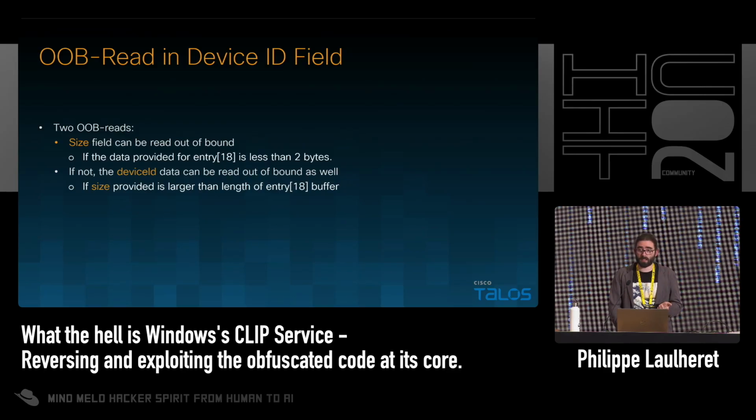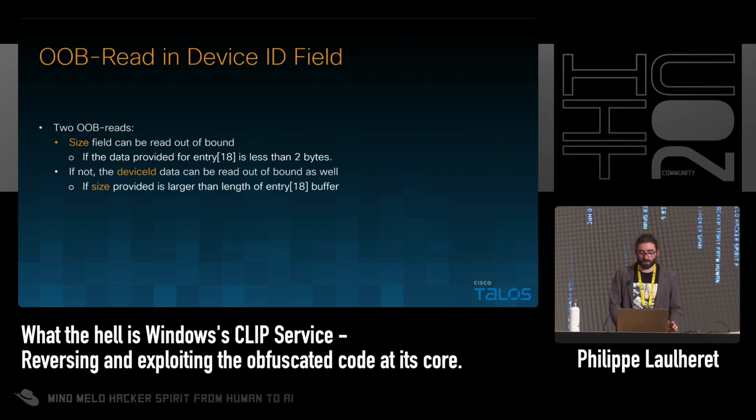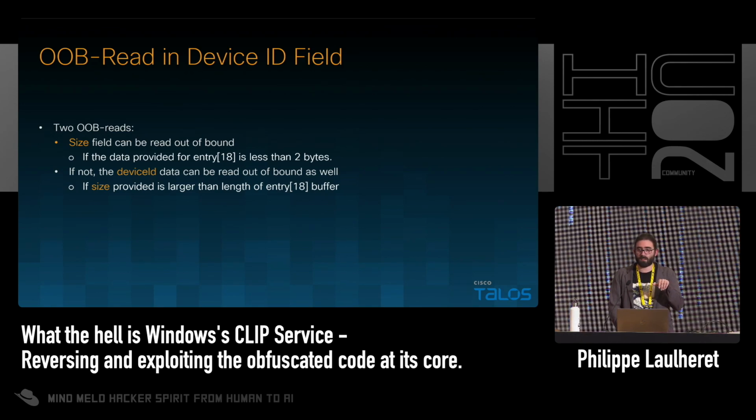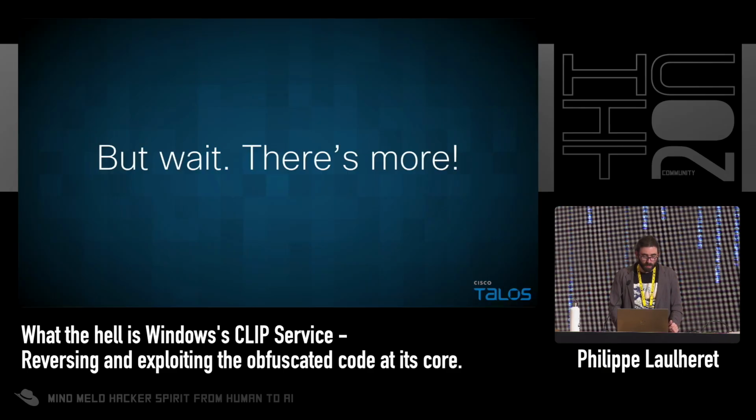And on top of that, it doesn't check either if the size that is supposedly legitimate matches. So if you create a device ID field of size 0xFFFF, it's going to try to copy like 10,000 bytes out of the license you provided, and it never checks if it's fine or not. But that's not the end of it, actually, in that specific case.